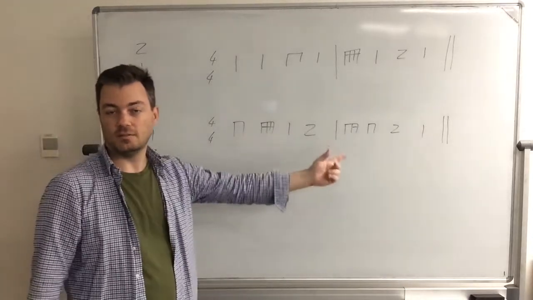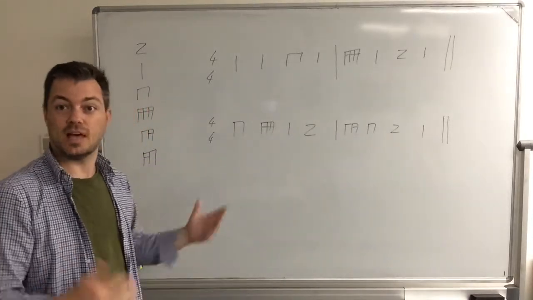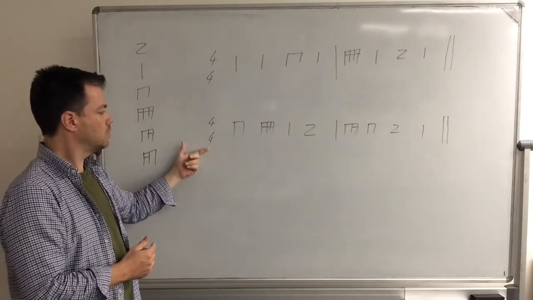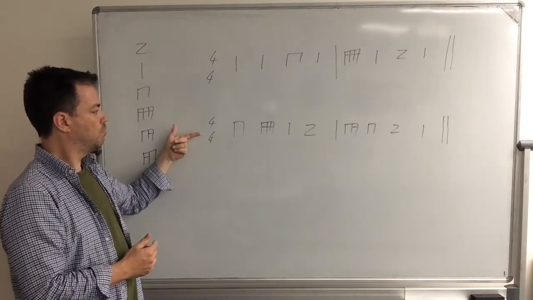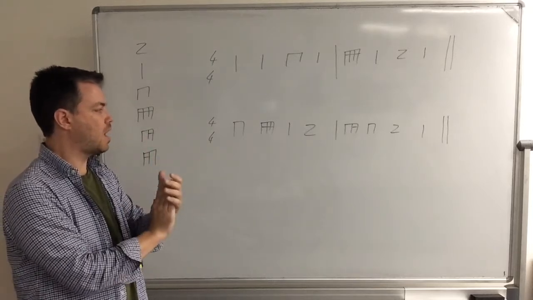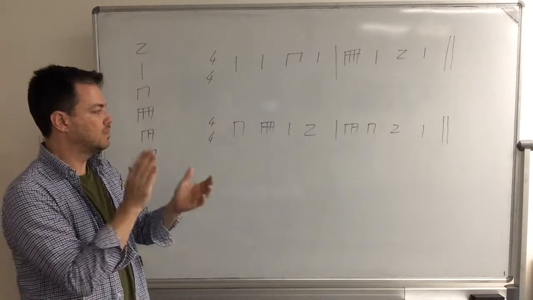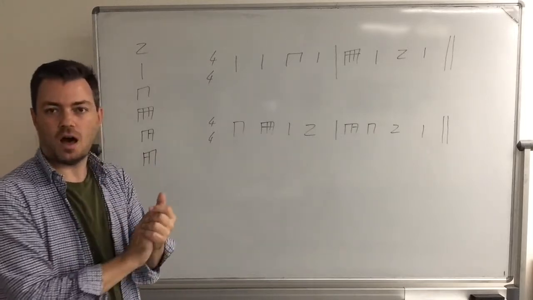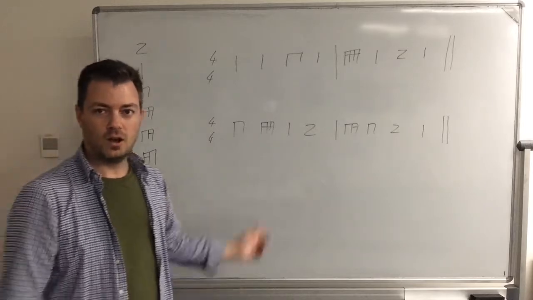Okay, let's do that again. Clap along, you might as well, and say it if you want to as well. I'm going to say it again. Here we go. 1, 2, 3, 4. T, T, ticka, ticka, ta, za. T, ticka, T, T, za, ta. Okay? Hopefully you went okay.